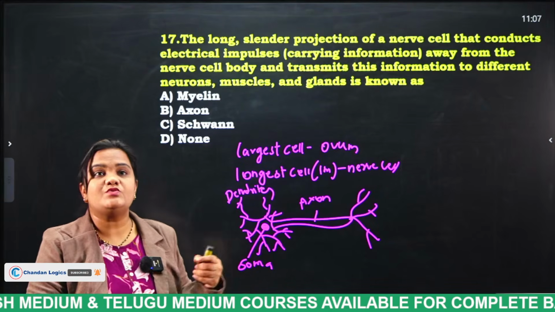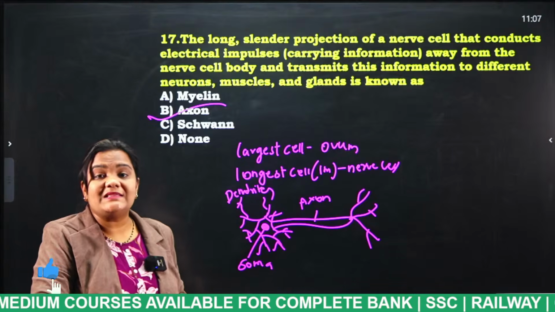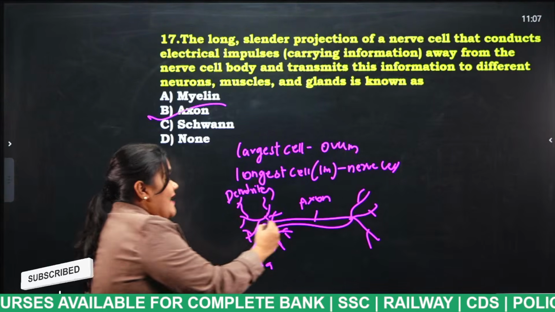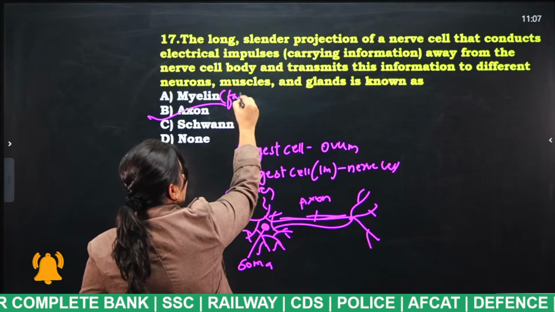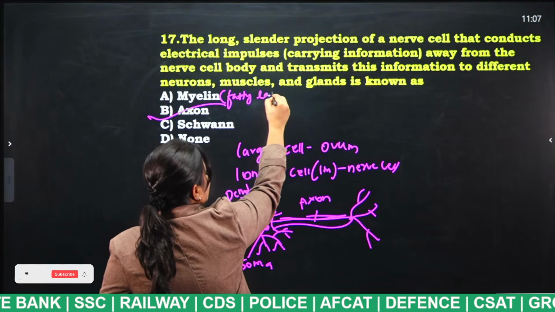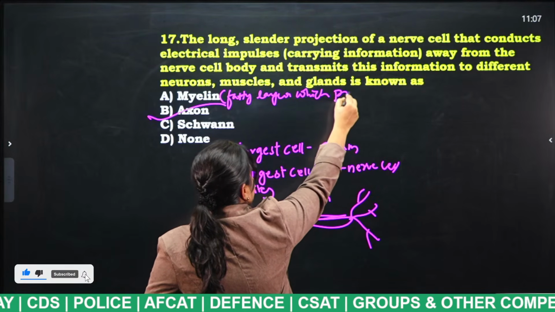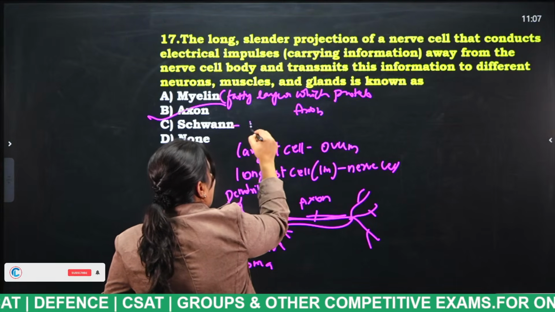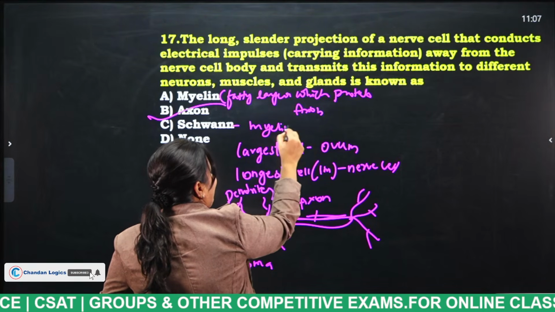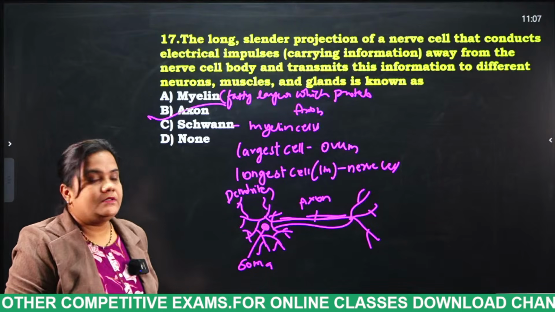Now tell me, students, what is the answer for this question? Axon. Myelin is the fatty layer which protects the axon. Squamon are the myelin cells. Yes. Next.